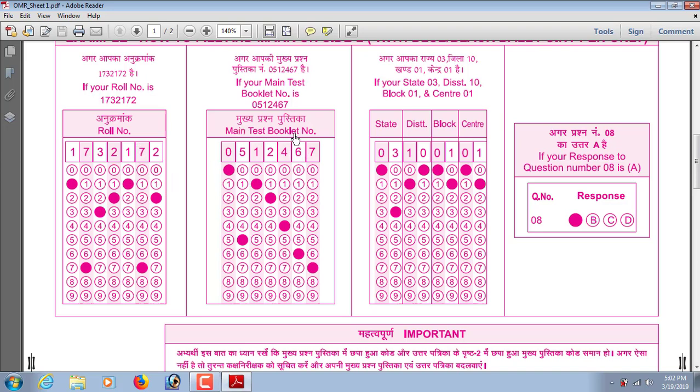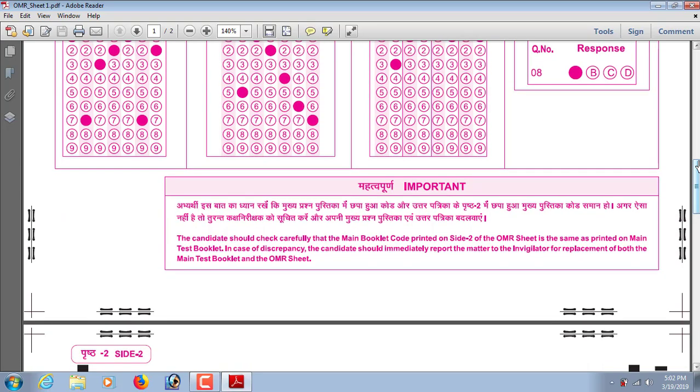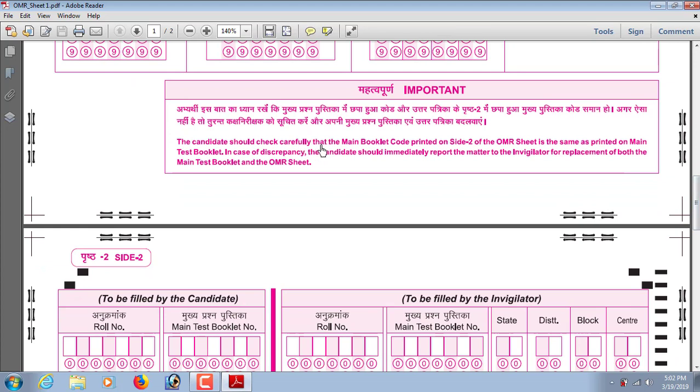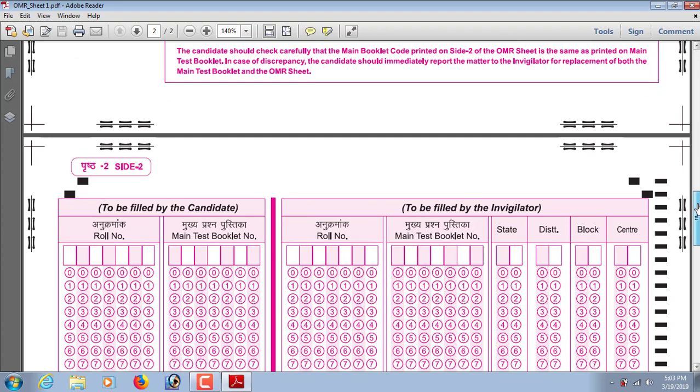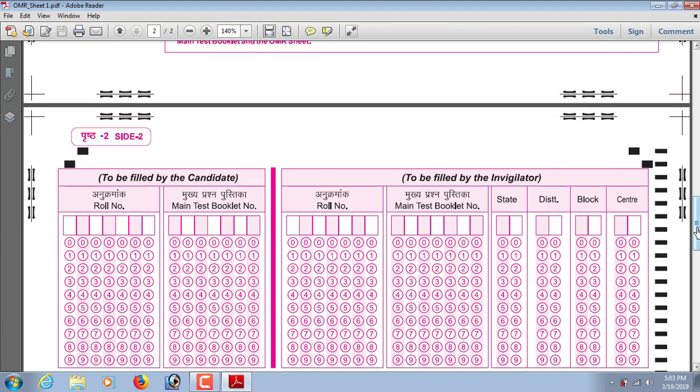Next, the main test booklet number. When you get the question test booklet, there will be a number provided on it. That booklet number is to be written here, and the state, district, block, and center will be provided to you when you go to the examination center. An important thing: the candidate should check carefully that the main booklet code printed on side 2 of the OMR sheet is the same as printed on the main test booklet. In case of discrepancy, the candidate should immediately report the matter to the invigilator. Whenever you find something different, you have to inform the invigilator.